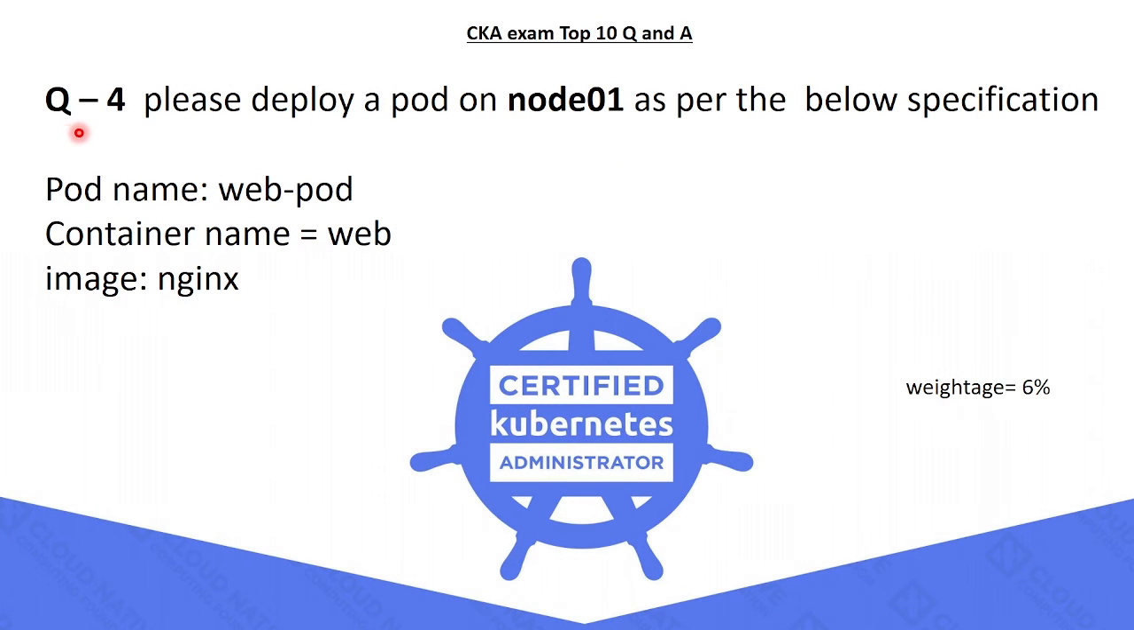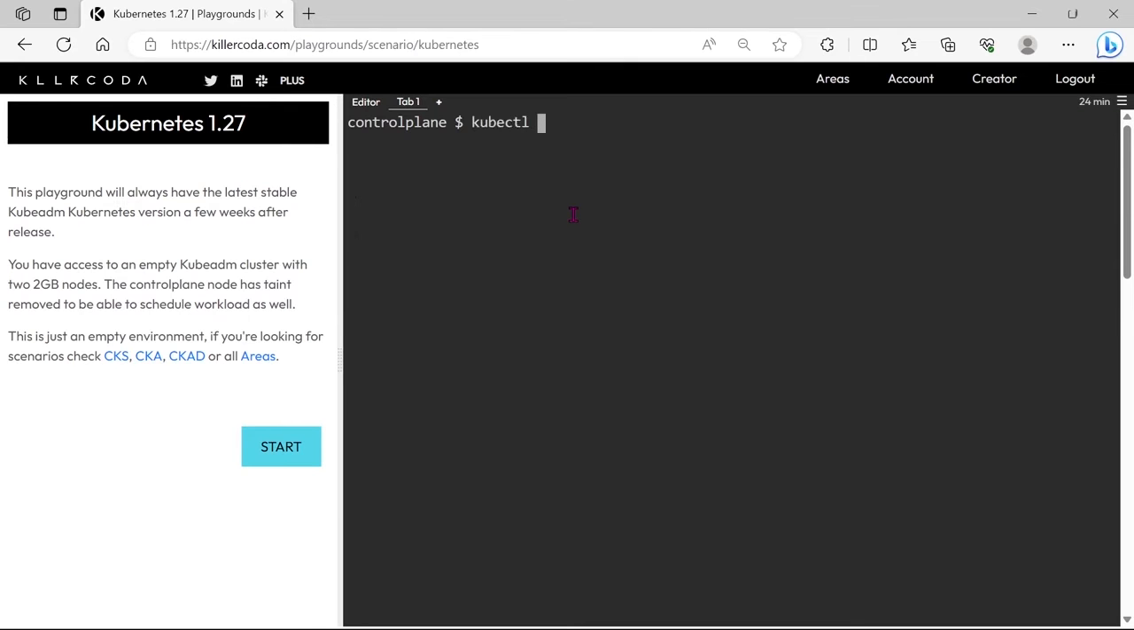The fourth question is, please deploy a pod on node01 as per the below specification. The pod name should be web-pod, the container name should be web, and the image should be nginx. You can see, this simple question's weightage is 6%, which means it is an intermediate question. Let's create the web pod.